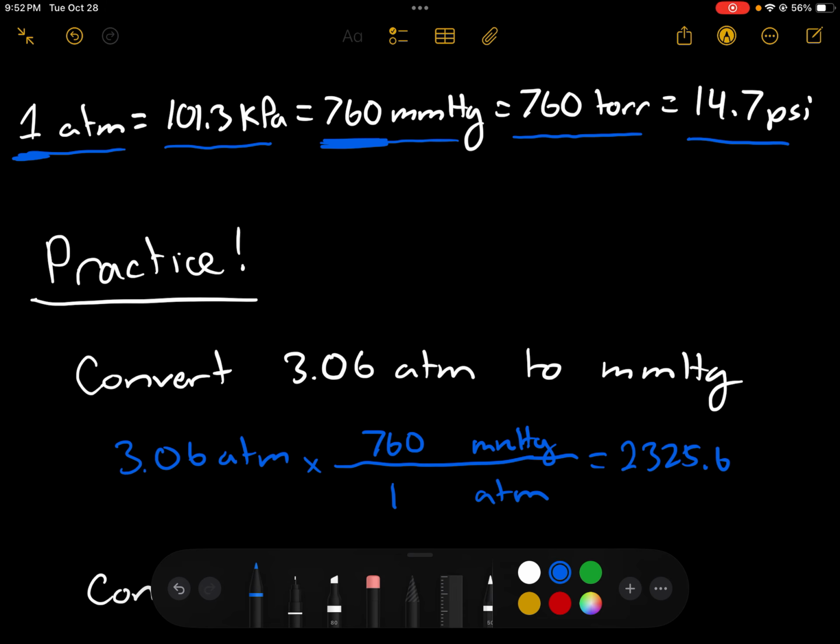Now, obviously, I'm going to round that for sig figs, and 3.06 has 3 sig figs, so I'm actually going to round that off to 2,330.